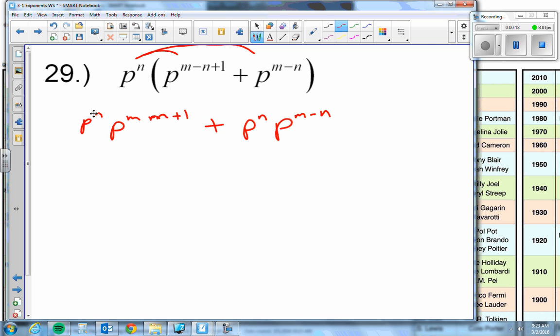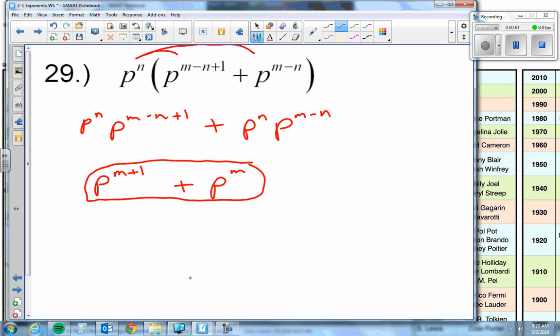Now, when you multiply power forms, you just add exponents. Hold on. That really didn't come out right there. That was supposed to be minus n. Okay, so when you add these, and be careful, you just add exponents, so the n and the negative n add up to 0, so you have m plus 1. Over here, when you add exponents, the n's 0 out, you're left with just m, and you're done.